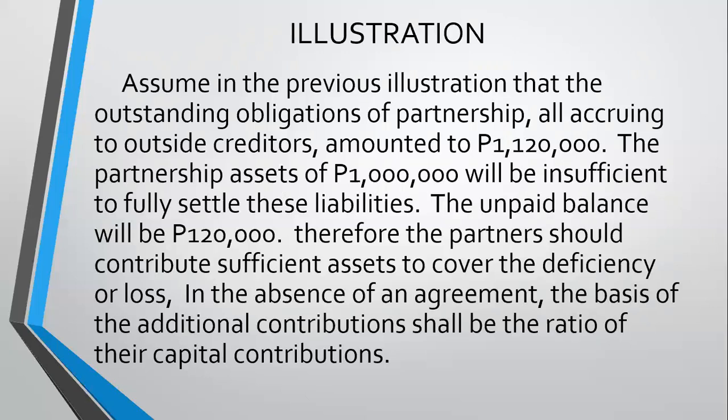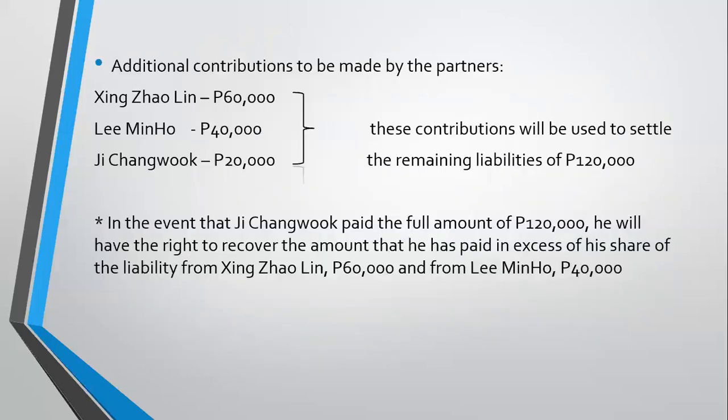In the absence of an agreement, again, the basis of the additional contribution shall be the ratio of their capital contribution. So, kaya kung titingnan natin, additional contribution to be made by the partner ng, syempre, ang bibigay ni Sing Shaolin is 60,000, si Lee Min-ho is 40,000, si Ji Chang-wook is 20,000. These contributions will be used to settle the remaining liabilities of 120,000.